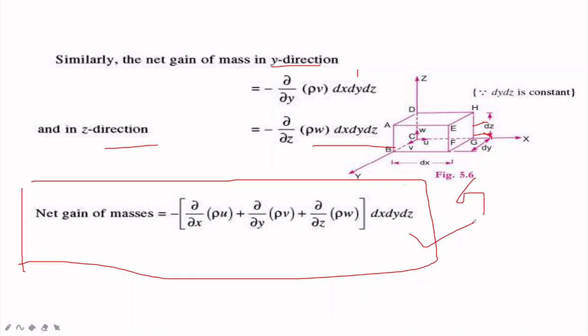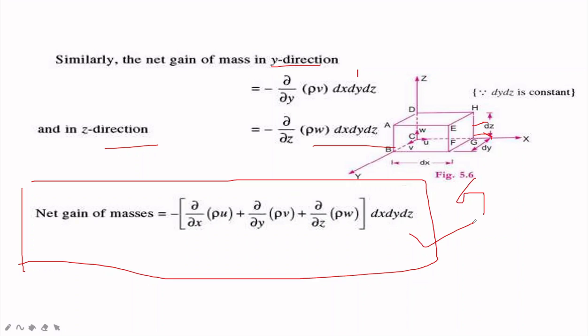Okay, now we will apply the principle of conservation of mass. Since the mass is neither created nor destroyed in the fluid element, the net increase of mass per unit time in the fluid element must be equal to the rate of increase of mass of fluid in the element. Okay, you know, the mass is neither created nor destroyed, then the net increase of mass per unit time in the fluid element must be equal to the rate of increase of mass of fluid in the element.